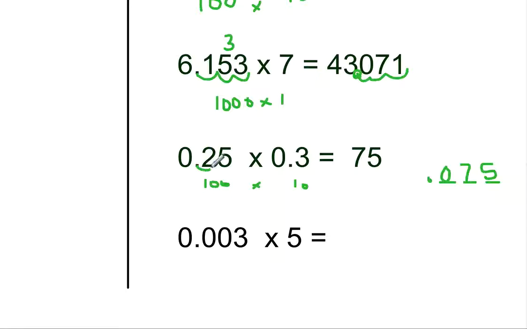Or let's count. 1, 2, 1, 2 plus 1 is 3, so I have to move it back in 3. 1, 2, 3. In this case, because there isn't anything, I'd have to add that 0. So they match.